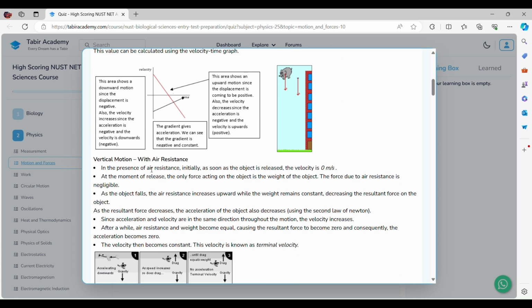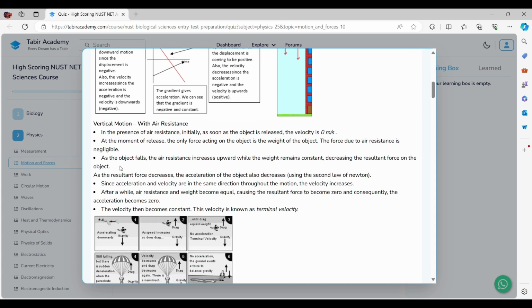With air resistance, when the object is released initially, its velocity is 0. At the moment of release, the only force acting on the object is the weight of the object. The force due to air resistance is negligible. As the object falls, the resistance upwards increases while its weight remains constant, because of which the resultant force keeps decreasing.